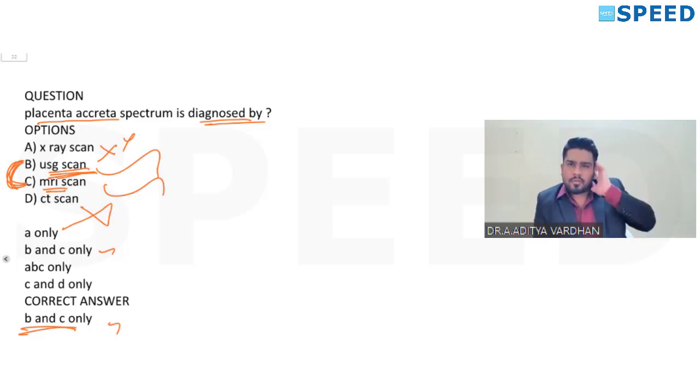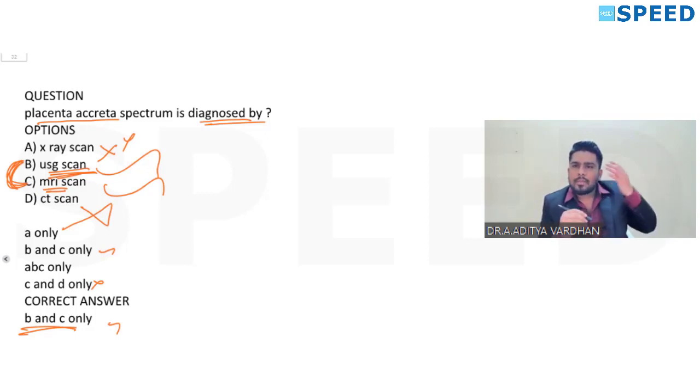Friends, in this question what I want to say is, you must have some pre-existing knowledge. At least if you know that for placenta accreta spectrum ultrasound is best, B is the option. So you can remove the other options. So C and D will be removed here. Okay, A only will be removed here.